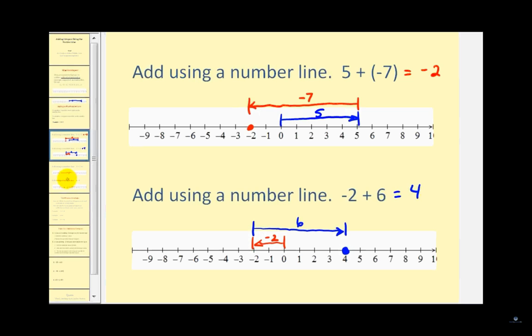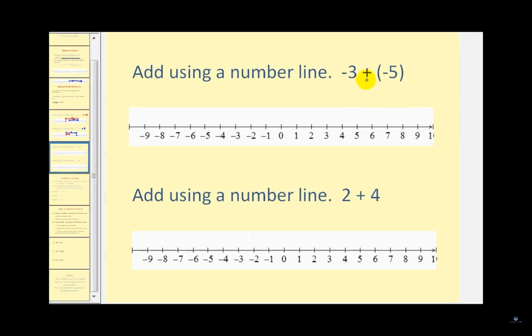Let's take a look at a couple more examples. Here we have negative 3 plus negative 5. So again, we start at 0. We'll move left 3 units for the negative 3.